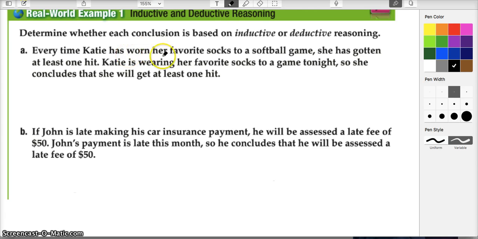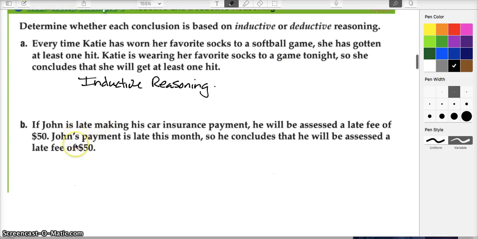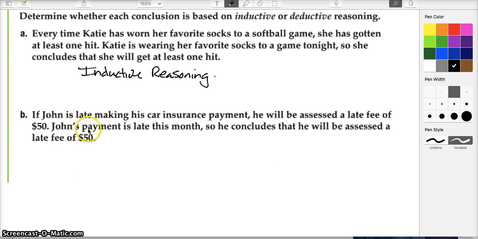When we base things on observations or patterns in the past, that's inductive reasoning. So what Katie is using is inductive reasoning. Let's take a look at John's situation. If John is late making his car insurance payment, he will be assessed a late fee of $50. John's payment is late this month, so he concludes that he will be assessed a late fee of $50.